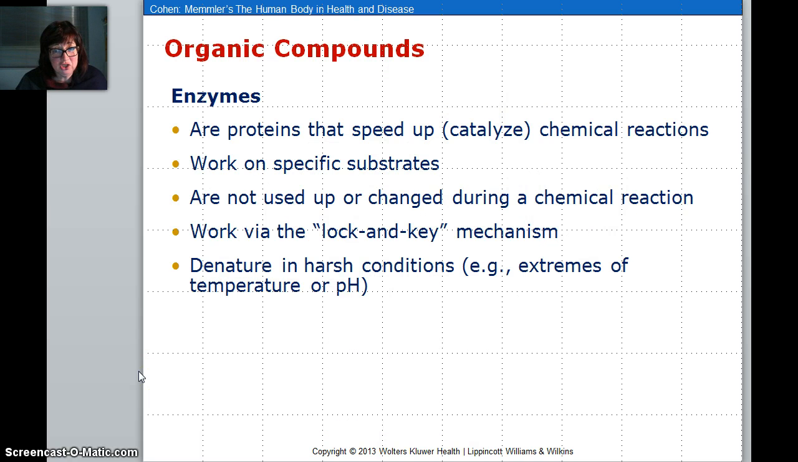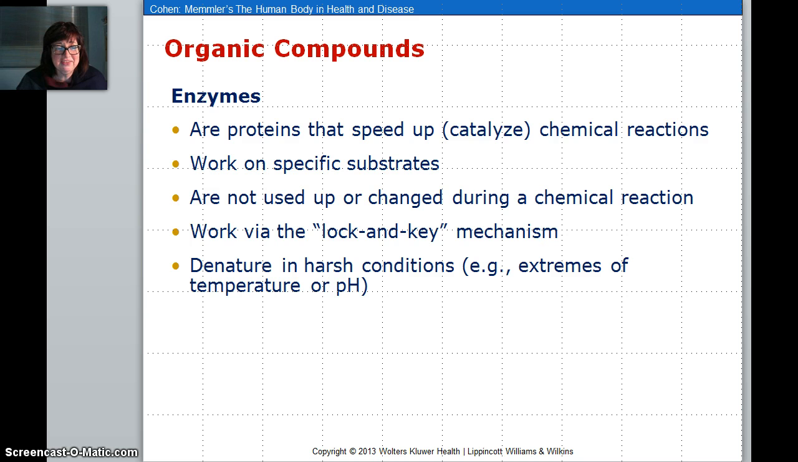Enzymes are also specialized proteins. Enzymes are proteins that will speed up chemical reactions, and they work for a specific reaction. They work kind of like a lock and key mechanism. So each protein is a specialized lock, and then the key comes in and fits together. Now, the whole idea of an enzyme is to increase the reaction, but it doesn't take part in the reaction.